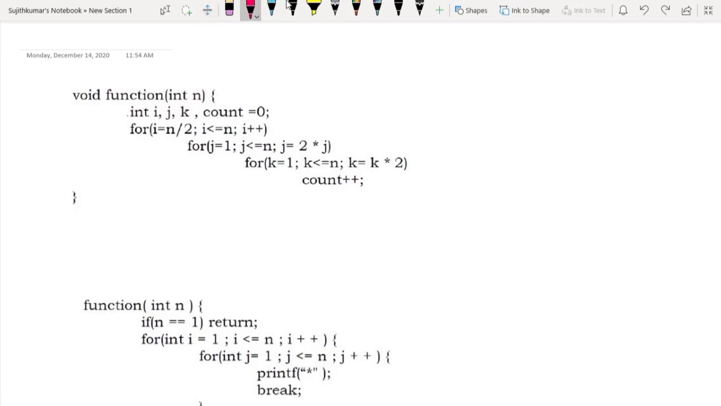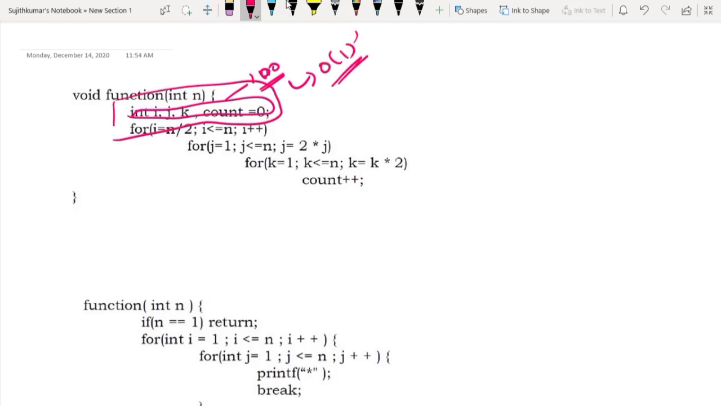Even if you have 100 single statements like this in my program, the time complexity is still O of 1, the constant time complexity. My intention is to find the time complexity only. I'm not going to find the total frequency count. So I'll be ignoring the declaration statements and all, right?